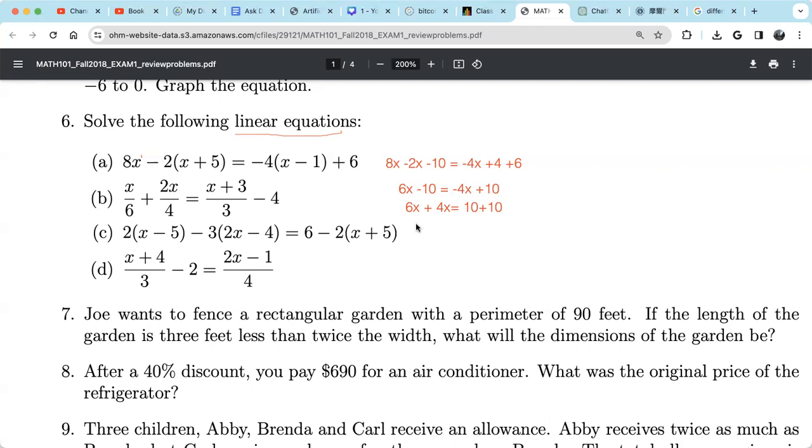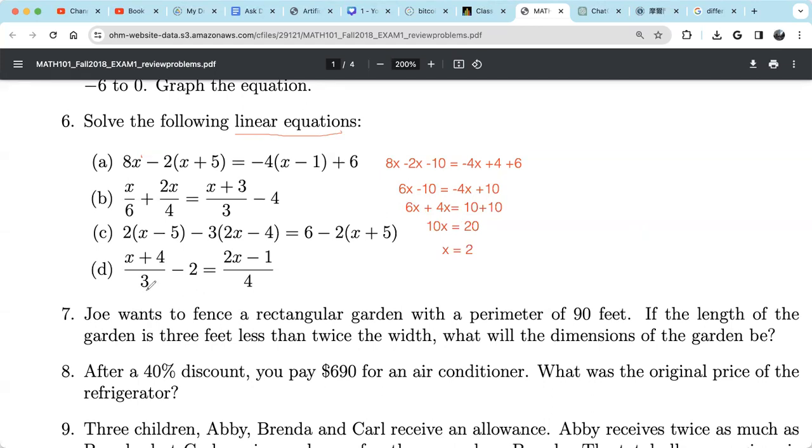Now I can combine them. Once they're like terms on the same side of the equation, I can combine them. 6x plus 4x, that's 10x. 10 plus 10, that's 20. I divide by 10 on both sides, and I get x equals 2, because 20 divided by 10 equals 2. So the solution for A is 2. Now let's do D.